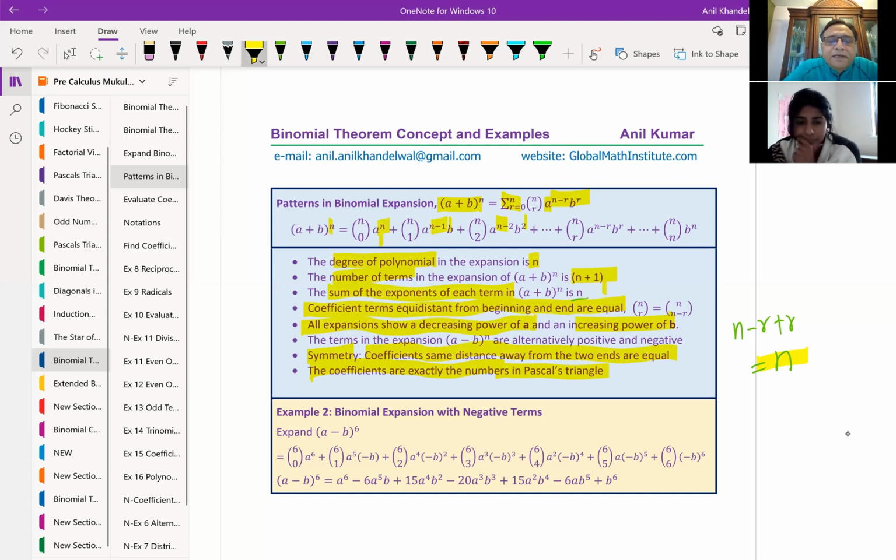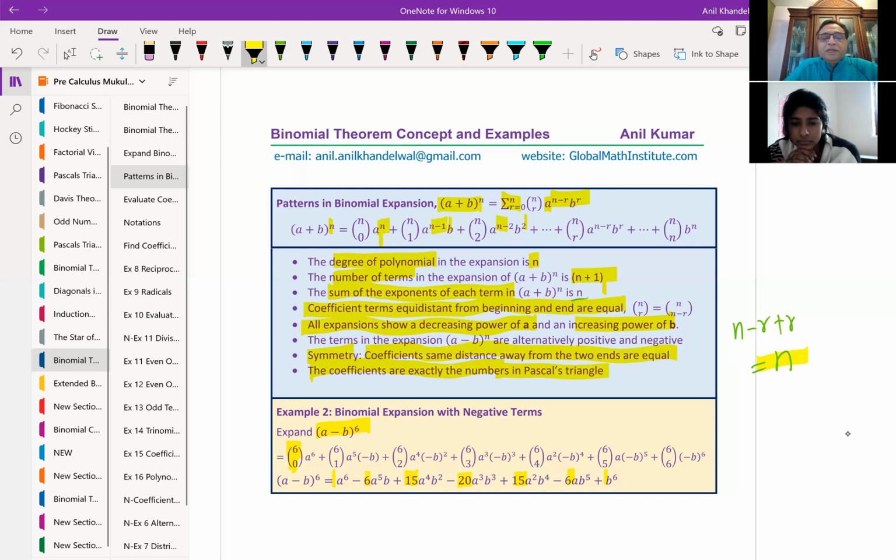In this example, you need to expand (a minus b) to the power of 6. So can you do that? Great, just use Pascal's triangle and then take the correct coefficients. Since you're not very familiar with nCr, you have to go back to Pascal's triangle, make all the rows, and then look at the sixth row. The sixth row coefficients will be 1, 6, 15, 20, 15, 6, and 1.